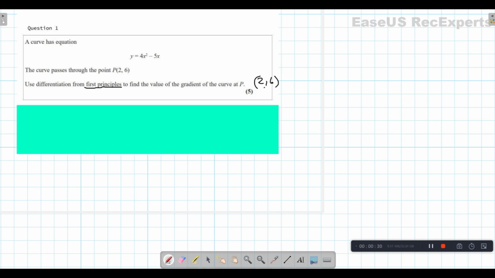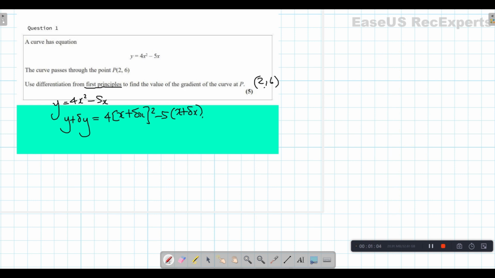So let's use first principles. I'm going to use the delta y and delta x method. When there's a change in x, there'll be a small change in y, delta y. So let's start with y equals 4x squared minus 5x. So y plus delta y equals 4 times (x plus delta x) squared minus 5 times (x plus delta x).